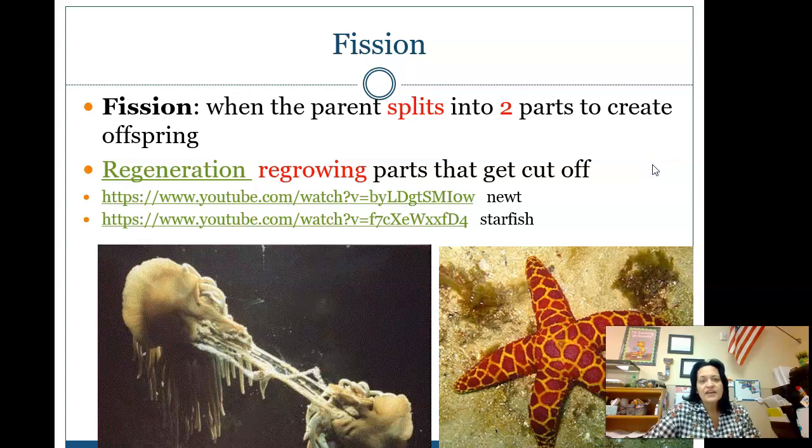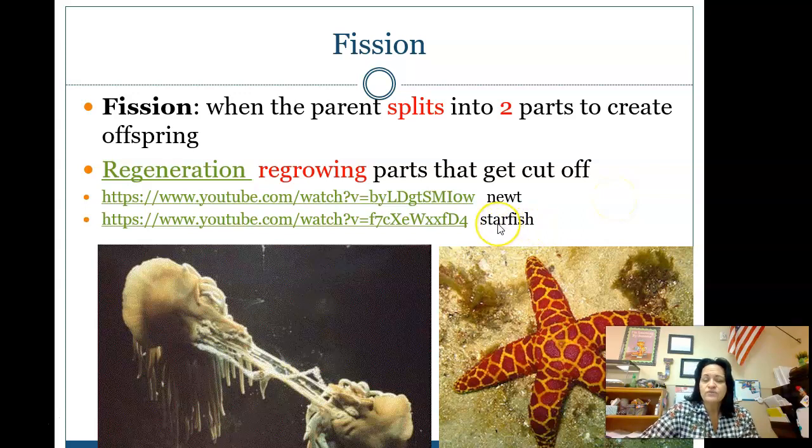Okay, fission is when the parent splits into two parts and creates offspring. So it's just a complete split. One cell splits into two identical cells. Regeneration is regrowing parts that get cut off. So go back and watch the newt video I showed, where the arm comes off, and it explains how that arm or leg or whatever is cut off regenerates, and it is done by stem cells. It's pretty cool. How amazing it would be to be able to do that with humans. So cool if we could figure out the way that works.